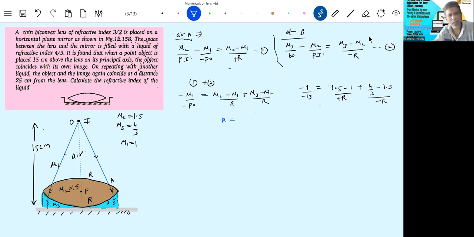I need the value of R. 10 centimeter. No.